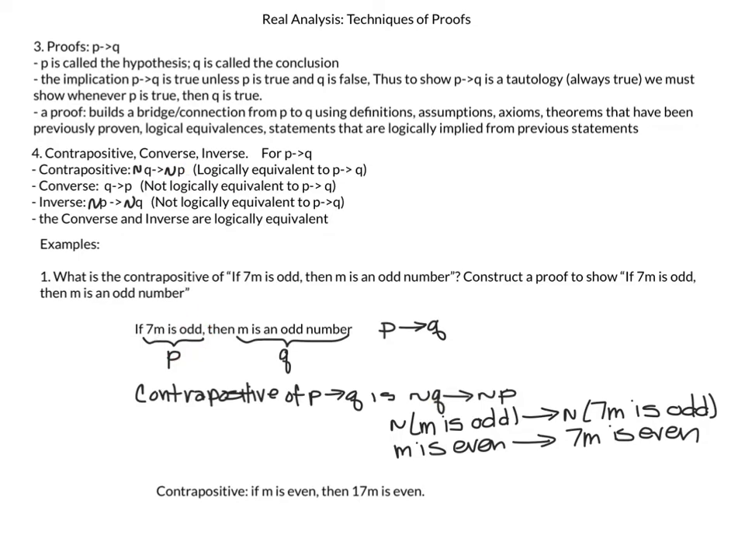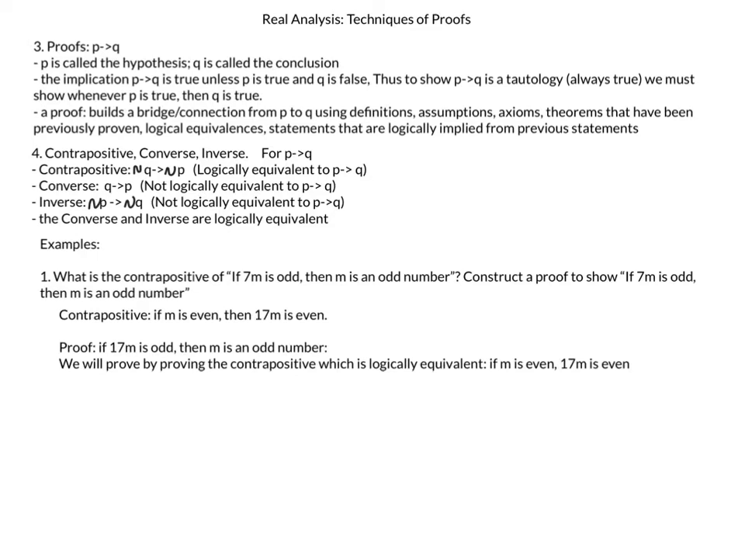To get the contrapositive, I want not Q implies not P. So not Q is M is not odd, or M is even, implies, and then not P would be 17M is not odd, or 17M is even. So this here is the contrapositive statement: if M is even, then 17M is even. And because the contrapositive is logically equivalent to the original implication, to prove that if 17M is odd, then M is an odd number, we can prove the contrapositive.